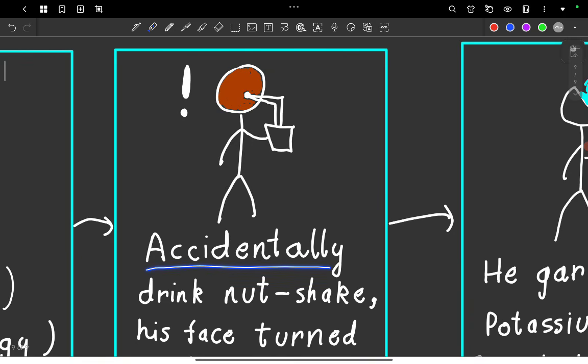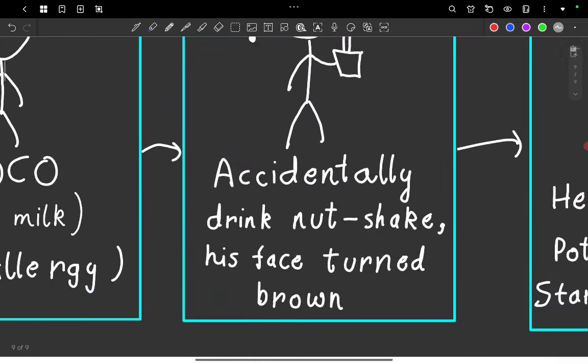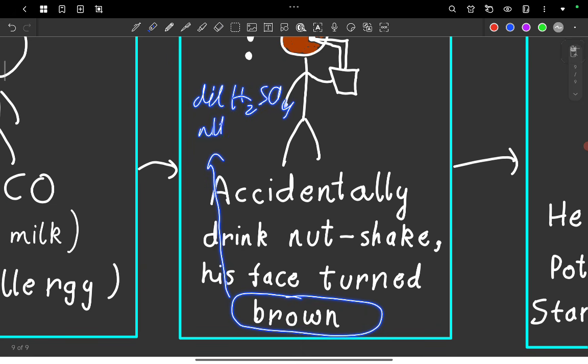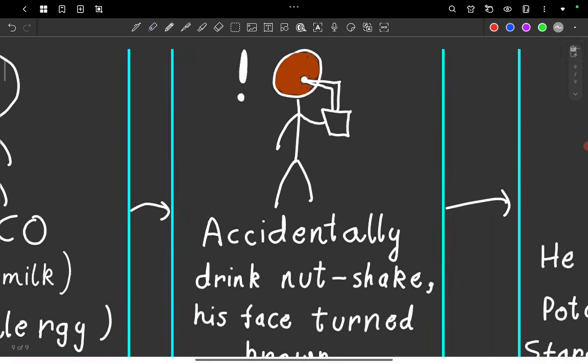And he accidentally drank a nut shake, but he had a nut allergy, so his face turned brown. Obviously, this is not practical, but it's a memory hook. And why did his face turn brown? Because on passing dilute H2SO4 through the nitrite ion, we get brown fumes. So again, this is a memory aid. This brown is an analogy to the actual brown we receive on passing dilute H2SO4 through nitrite.